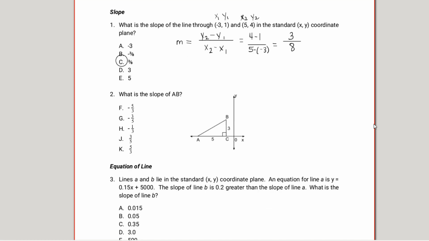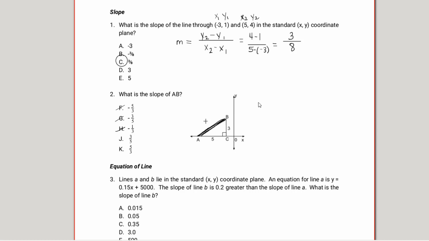Number 2, what is the slope of line AB? So we're talking about this line right here, AB. The first thing I always notice when I'm looking at a line, from left to right, this line is increasing, so that is a positive slope. So I can automatically eliminate F, G, and H. It's either going to be 3/5 or 5/3.